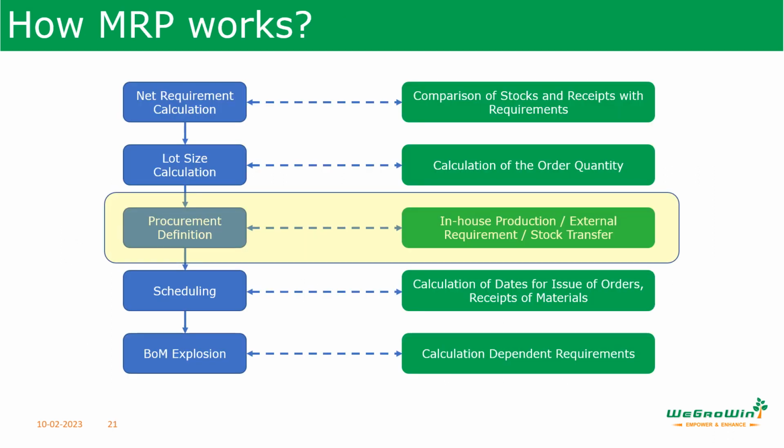So in MRP, the system has worked out the net requirement quantity. Then the net requirement quantity is based on the lot size, which determines how much quantity has to be ordered. That is done. Next, we have to define from where we need to procure. That is called the procurement definition.